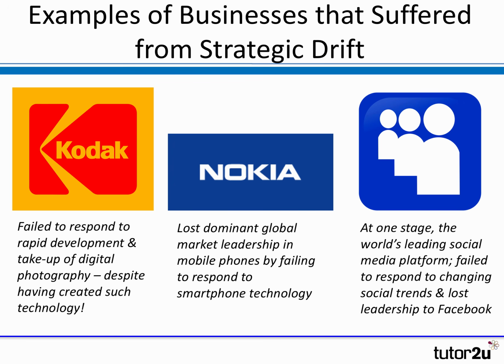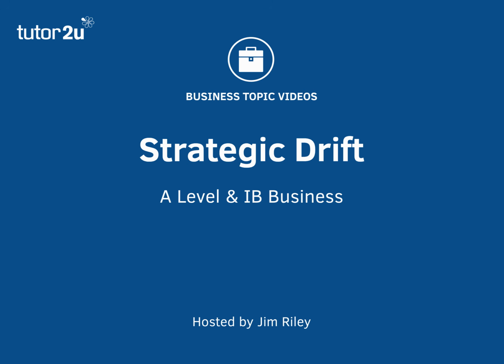And thirdly, what about social media? I know most of us are all on Facebook and Snapchat, but there was a time when MySpace was the global market leader in social media. However, it failed to respond to customer use, particularly younger customer use. Facebook was able to respond much better to the opportunities and the changing requirements, the changing technological and social requirements of users. And as a result, MySpace eventually failed as a business. There we go. That's an overview of the concept of strategic drift.